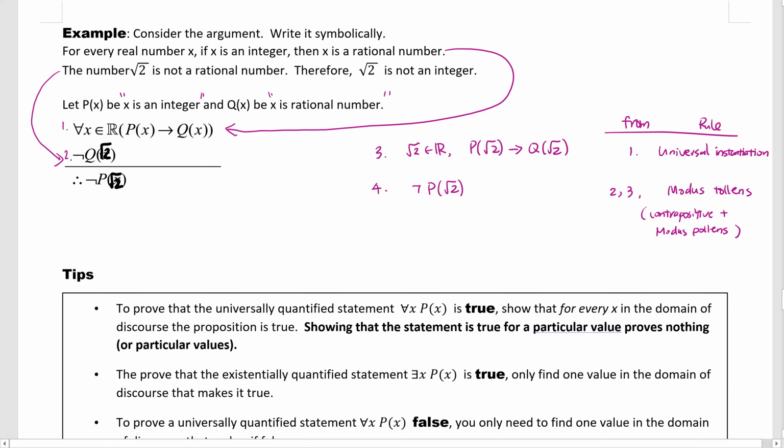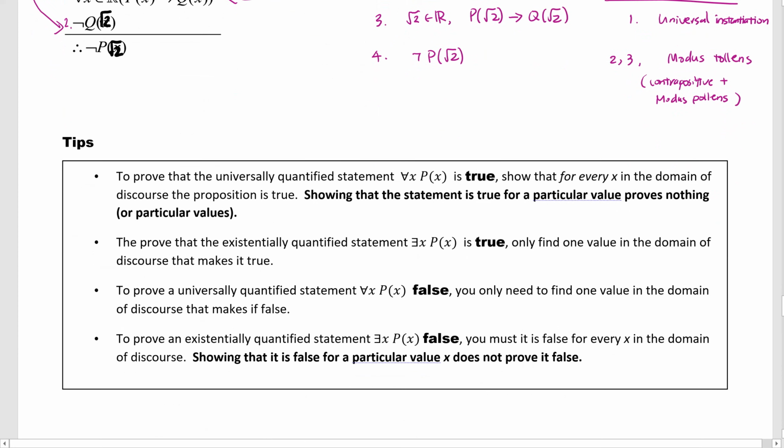Okay, here are some tips for you. First, to prove that the universally quantified statement for all x, P of x is true, you have to show that the proposition is true for all x in the domain of discourse. Showing that the statement is true for a particular value proves nothing. One or two values cannot prove for all. Only one or two values is not enough.